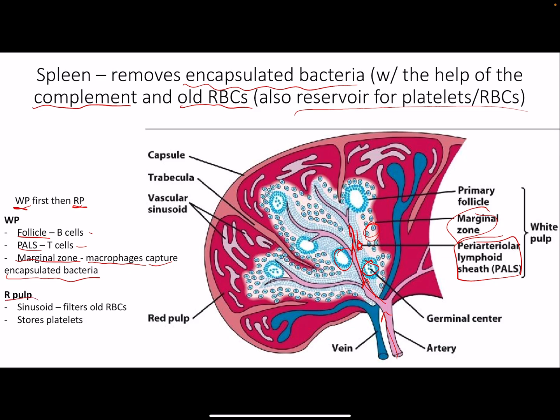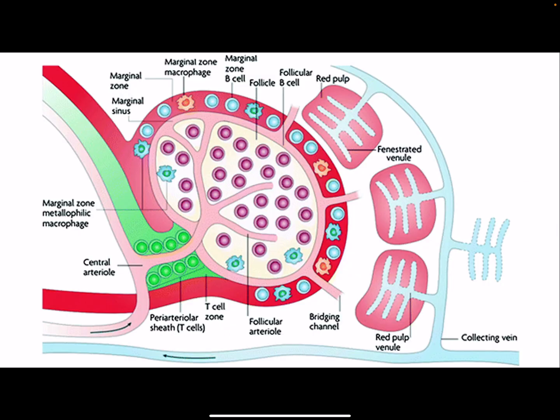The red pulp. After this, we're going to go through the red pulp. This is where we have sinusoids, which is where the actual filtering, the recycling, the eliminating of old red blood cells happen. This is also where we store a lot of the platelets.